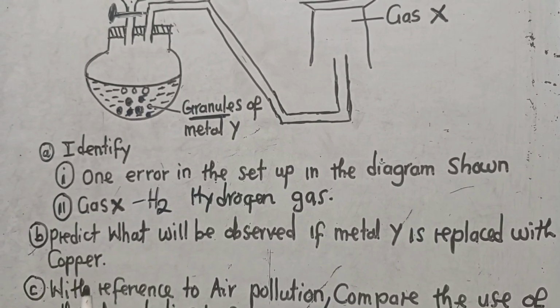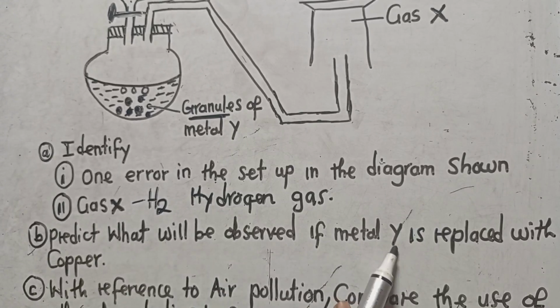We now go to this one, B. Predict what will be observed if metal Y is replaced with copper. If metal Y is replaced with copper, what you need to understand is that bubbles are not going to be formed or seen. If that substance is replaced with that other one, bubbles won't be observed. So no bubbles will be seen.